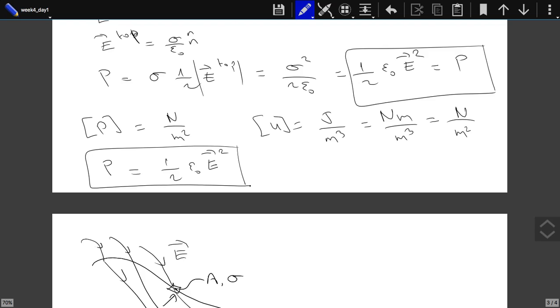But we will also see that there is a pressure of electromagnetic radiation, if there is a magnetic field. I mean, this is not really a pressure of the electric field, but we know that it exerts a pressure on conductors.